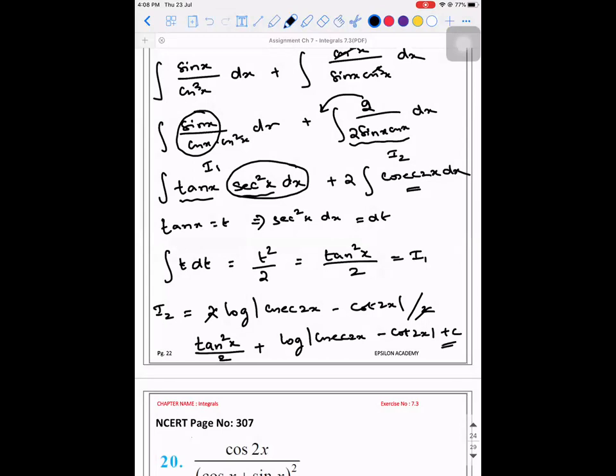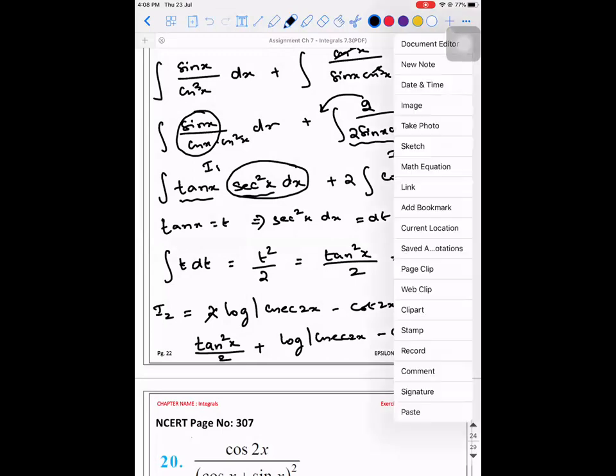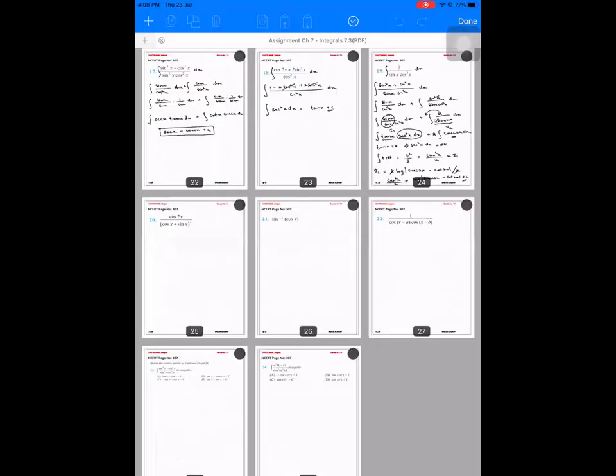Is your book answer matching with this? No, sir. It will not. But they give log of tan x, but this is also right only. Okay, I'll show you how you can get it.